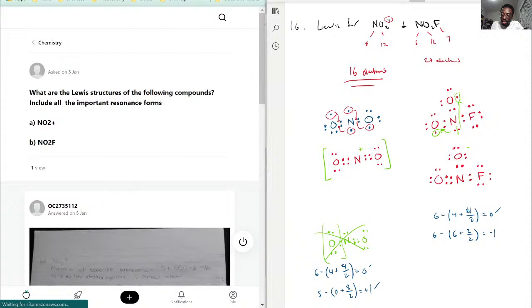But that means something here has to have a positive charge. Let's check the fluorine. The fluorine is going to be 7 minus, it has 6 to itself, 2 over 2. That's going to be 0 as well. And now the nitrogen has, sorry, I'm blanking out, 5, and it actually has 0 to itself, and it's sharing 8. So that's going to be 4, so that's going to be plus 1. And that's where our positive charge is to cancel it out. So we have a minus 1 and a plus 1.